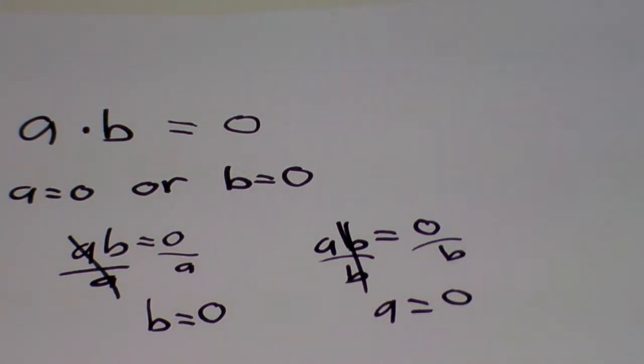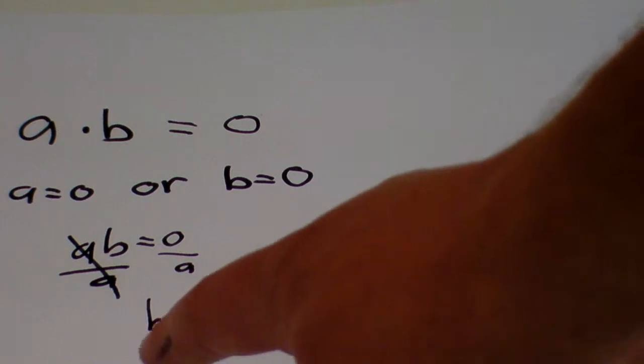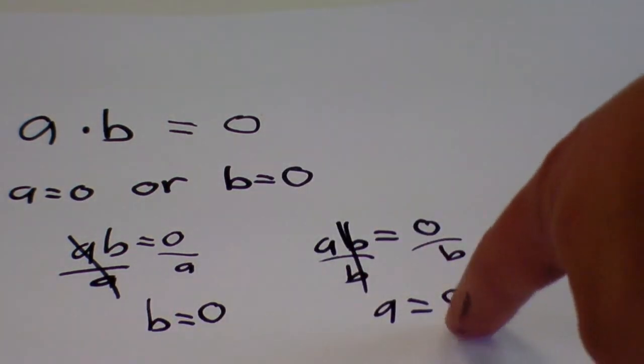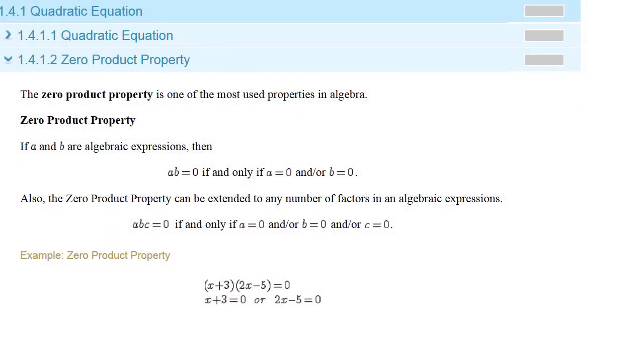Alright, so we've just proven that if a is not 0, b has to equal 0. And if b is not 0, a has to equal 0. That's the zero product property. If a times b is equal to 0, then either a has to equal 0 or b has to equal 0, or both. That works too.